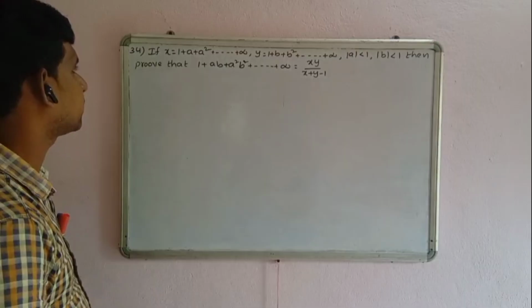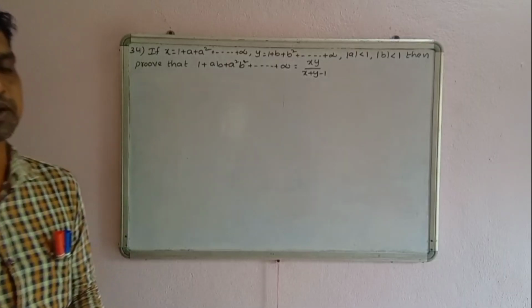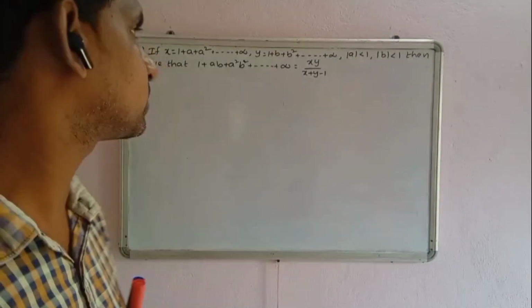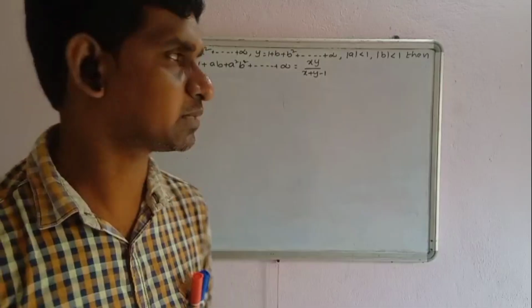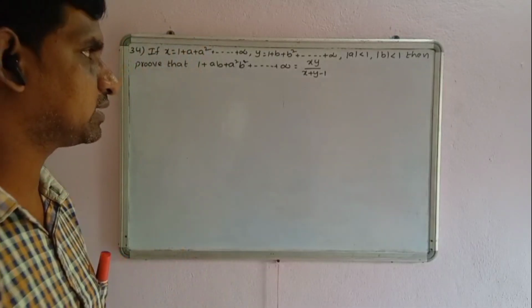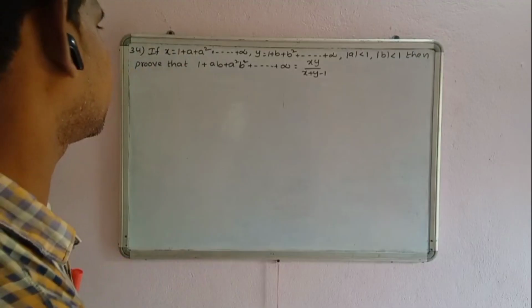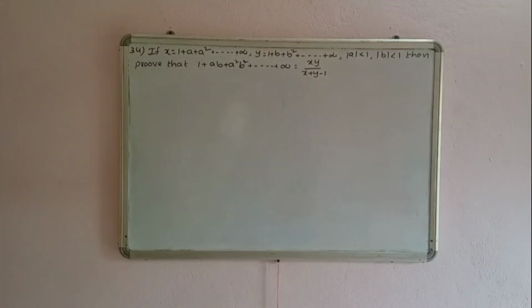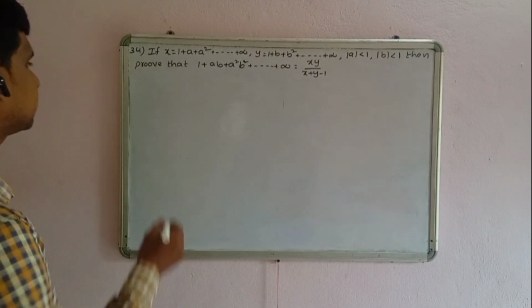Problem 34. If x equals 1 plus a square so on infinity terms, y equals 1 plus b square plus so on infinity terms, where absolute value of a less than 1 and absolute value of b less than 1, then prove that 1 plus ab plus a square b square plus so on infinity value is xy by x plus y minus 1.